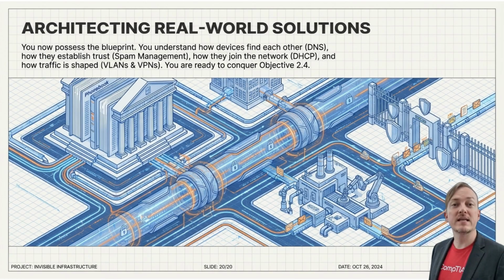You now possess the complete blueprint. You understand how devices find each other using DNS, how they establish trust via spam management protocols, how they dynamically join the network with DHCP, and how we shape that traffic using VLANs and VPNs. You are officially ready to conquer CompTIA A+ Objective 2.4.